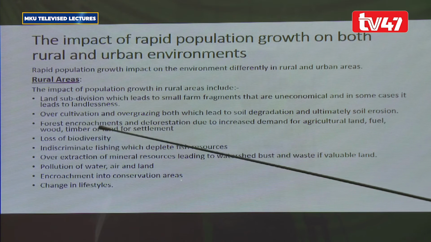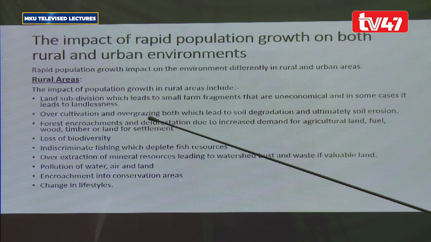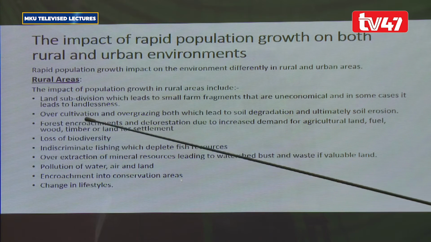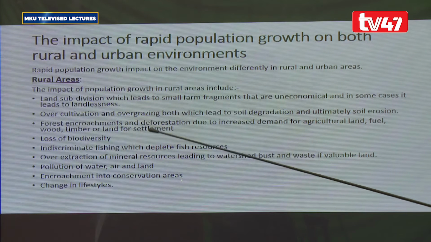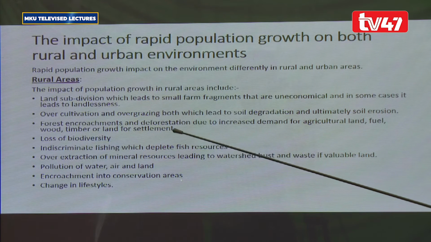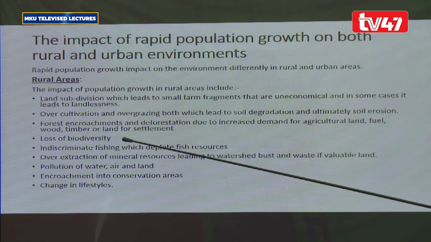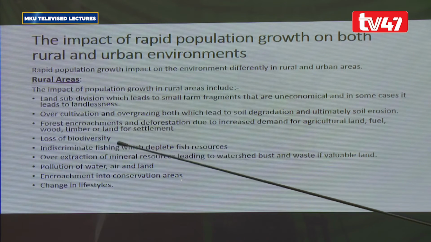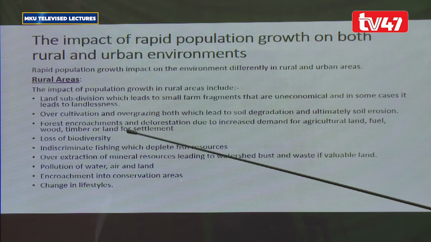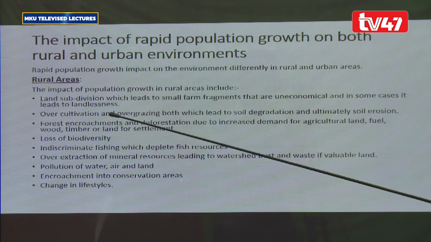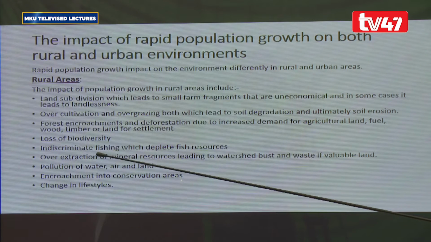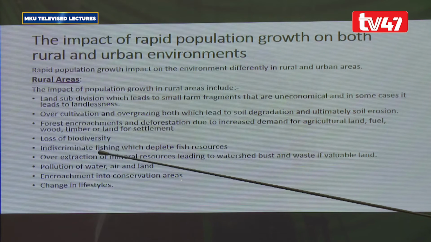The other one is that this may also resort to deforestation. They clear the forest to create land for more farming, and this eventually leads to deforestation. And of course, when they clear the forest, they get wood, they get timber, or even land for settlement. What is the implication of this? The implication of deforestation is that this will also affect the rain pattern.